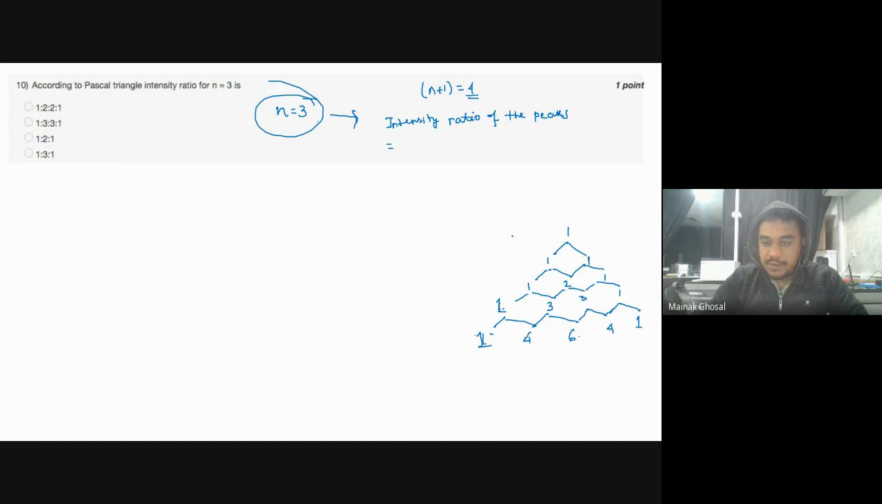This corresponds to 5 peaks, and this corresponds to 4 peaks. So what is the ratio? 1, 3, 3, 1. So the intensity ratio you can find from here, that is 1 is to 3 is to 3 is to 1.